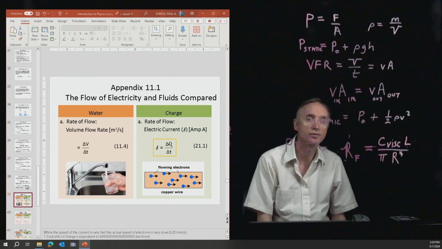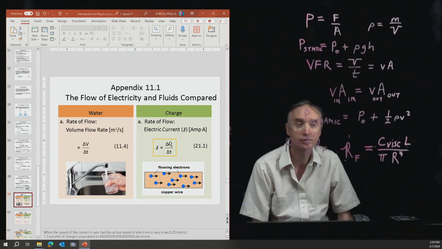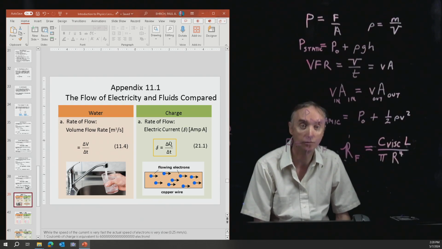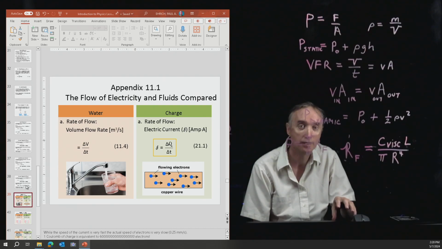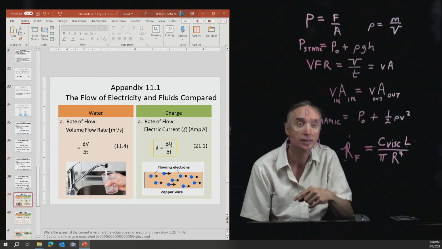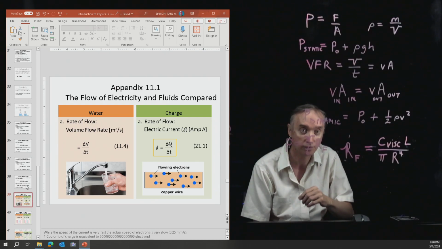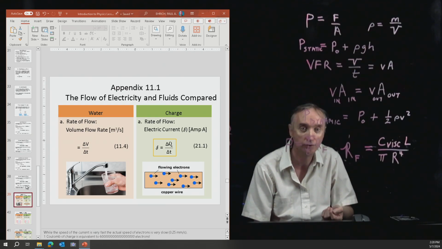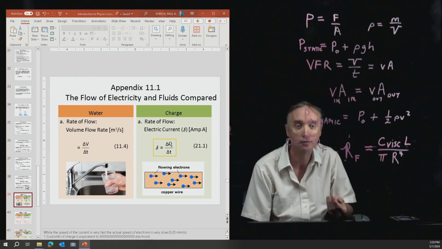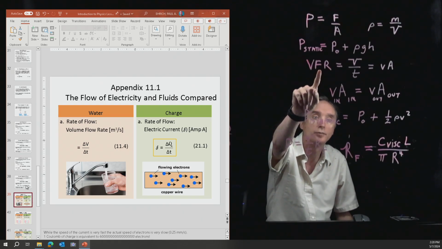Okay, so I just wanted to compare the flow of electricity with the flow of a fluid. In the right-hand column is the electrical stuff, and in the left-hand column is going to be the fluid stuff. The first thing I wanted you to compare is how do we measure the flow? The flow of a fluid is going to be the volume of the fluid divided by the amount of time it takes for it to flow. So that was the volume flow rate up here.